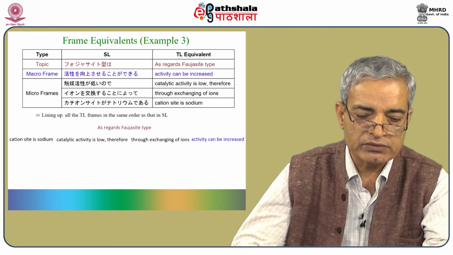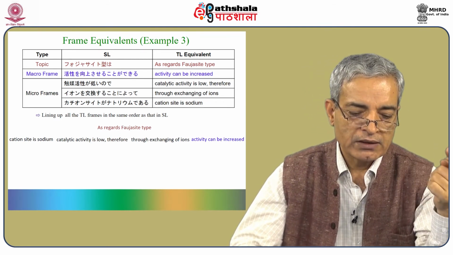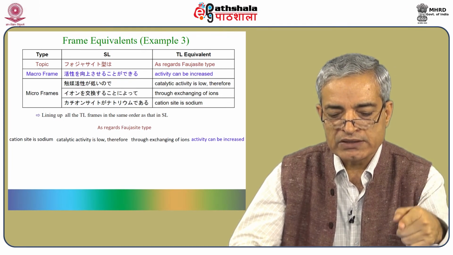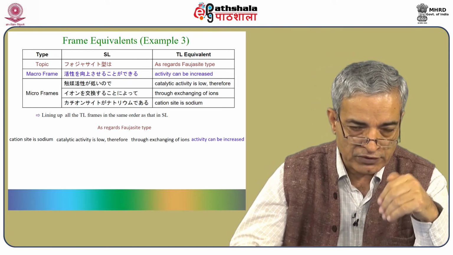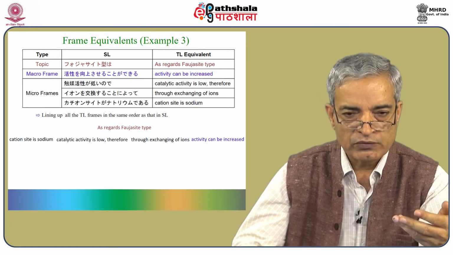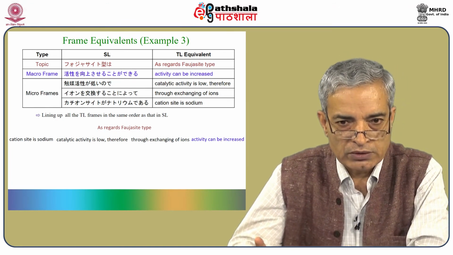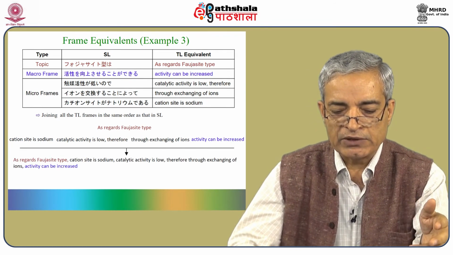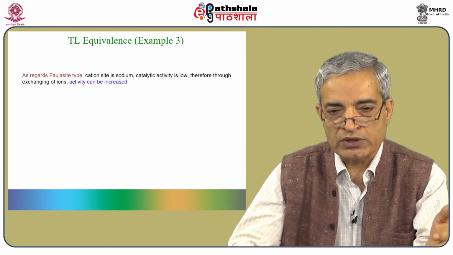It's so organized information. Line them up and you see, as regards faujasite type, cation site is sodium, catalytic activity is low, therefore through exchanging of ions. Through exchange of ions sounds better, but here it's a verb use, so we are retaining the verb exchanging of ions. If you see later on, for better readability, you can change it because it will not change the tone in the ultimate content. And exchanging of ions, activity can be increased. Now, let's see if we can do something to fine tune it.